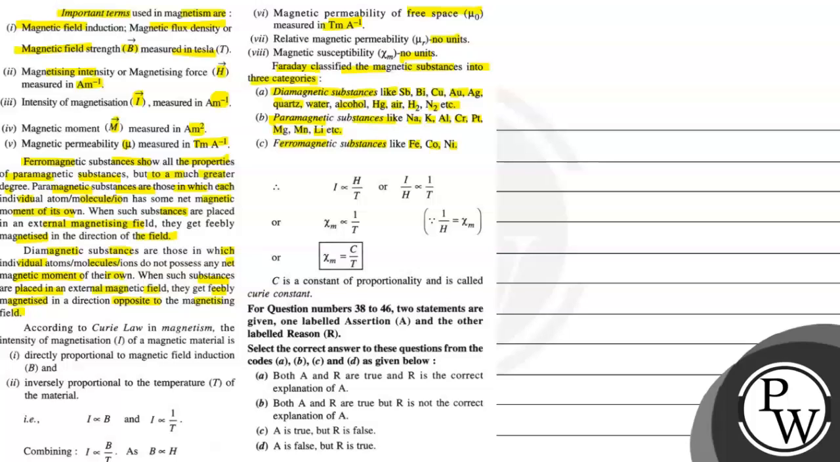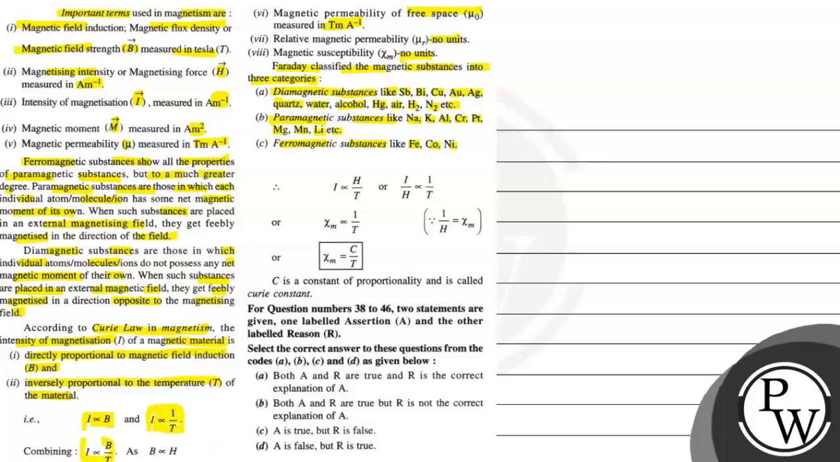According to Curie's law in magnetism, the intensity of magnetization I of a magnetic material is directly proportional to the magnetic field induction B and inversely proportional to the temperature T. So I is directly proportional to B, and I is inversely proportional to the temperature T.